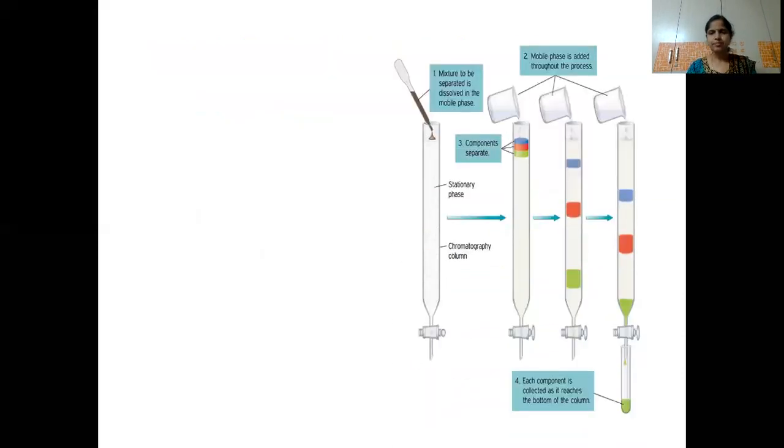Now in this diagram, you can see it is a column chromatography where the column is filled with the adsorbent and the sample is loaded. This is the sample, or the mixture, which has some components. There are three components which we need to separate. Now what we are doing is pouring the solvent. This solvent is acting as the mobile phase.